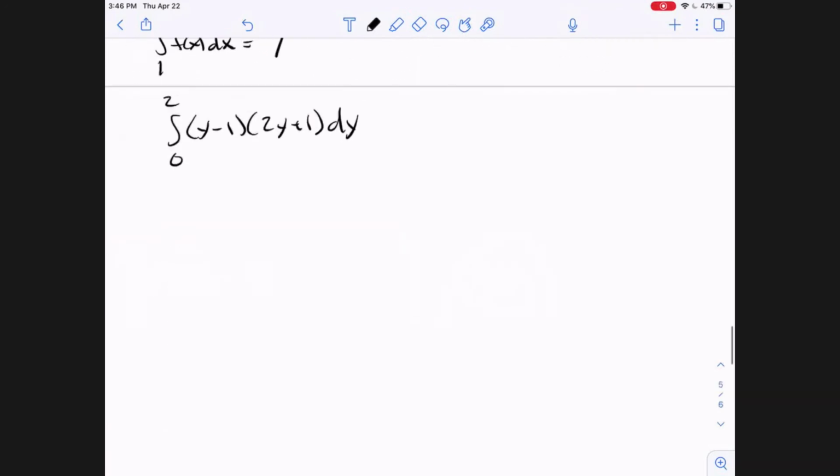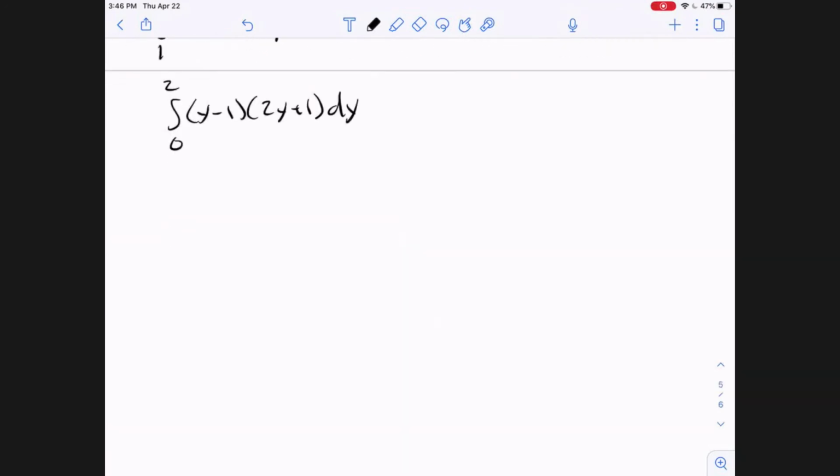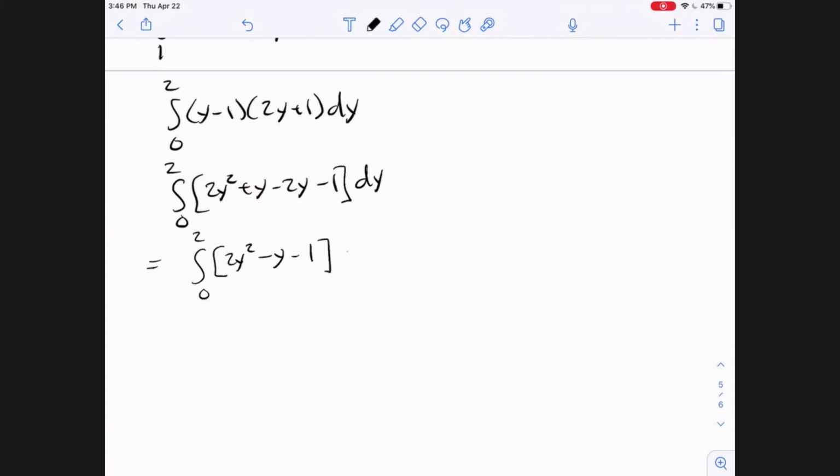Good. So let's do this one. First of all, you can't take the antiderivative when it's a product, so you've got to multiply it out. So y times 2y is 2y squared, plus y minus 2y minus 1. Two y squared minus y minus 1 dy.